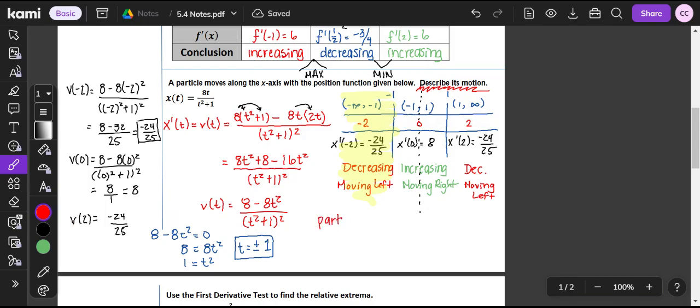moves to the right from t equals 0 to t equals 1. So for 1 second, the particle is moving right. Then the particle moves to the left for the rest of the time.